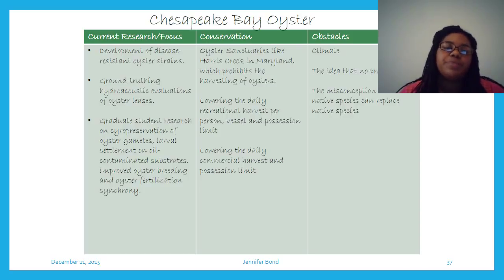With regards to conservation, oyster sanctuaries like Harris Creek in Maryland prohibit the harvesting of oysters, and there is lowering of the daily recreational harvest per person, vessel, and possession limit, as well as lowering the daily commercial harvest and possession limit. Obstacles are the climate, the idea that no problem exists, and the misconception that non-native species can replace native species.